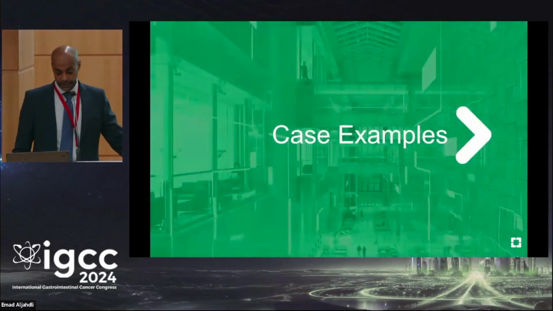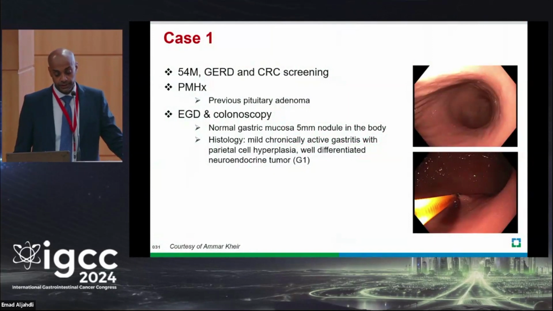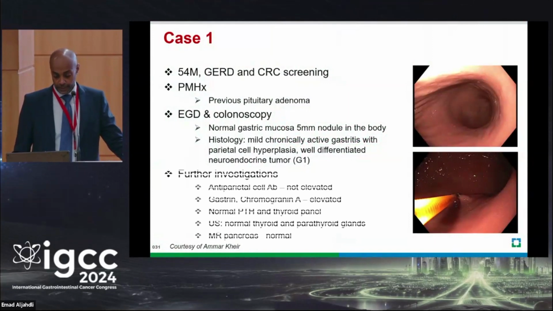So I'll highlight a couple of cases. This is a 54-year-old patient coming with reflux and for colon cancer screening, with a previous pituitary adenoma surgery. Colonoscopy was normal, but his EGD showed a normal mucosa with a 5 millimeter nodule in the gastric body. Histology showed mild chronically active gastritis with parietal cell hyperplasia, most likely from PPI use, with a well-differentiated tumor, G1.